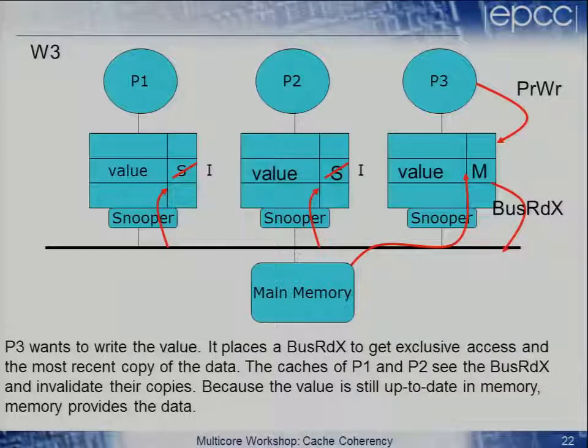They immediately invalidate their values. They say, well, somebody else has grabbed this and they're going to modify it, so I better scratch off my values. They're scratched off, and then the data comes from the main memory. So now we have an invalid cache line, an invalid cache line, and a modified cache line in processor 3.